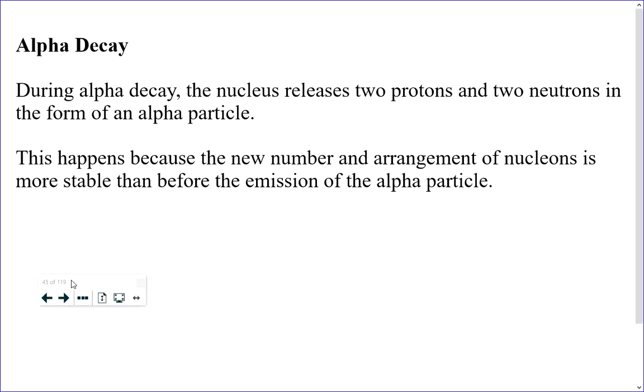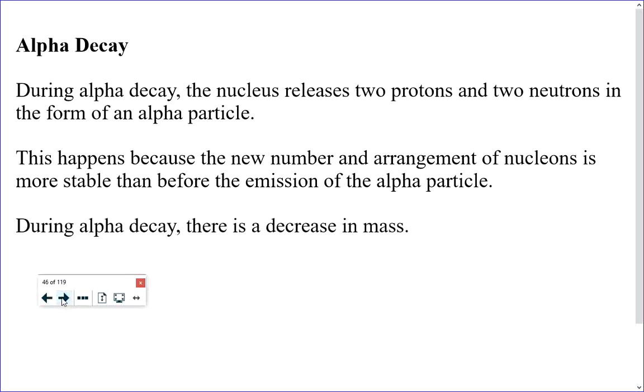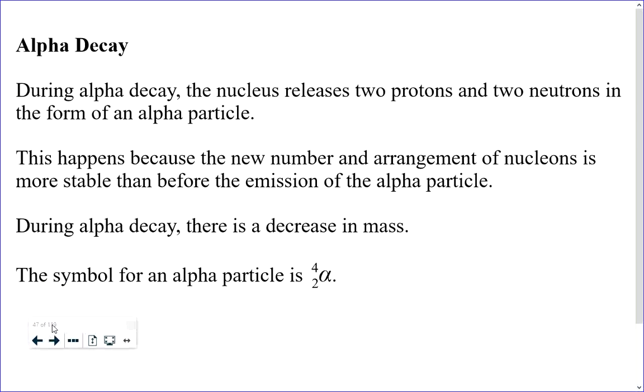Anything that is exothermic that happens naturally, like all of these emitters, and I've misplaced my radioactive sources, there they are, all of these emitters, this is happening on its own, it's exothermic. So these all happen to become more stable. The arrangement of the nucleons without those 2 neutrons and 2 protons is just a better arrangement. It's more stable. During alpha decay, there is a decrease in mass, and I'll talk more about that in a second. The symbol for an alpha particle is that.